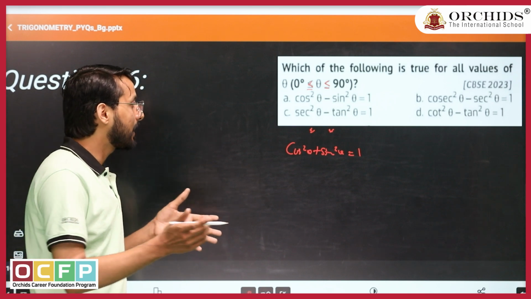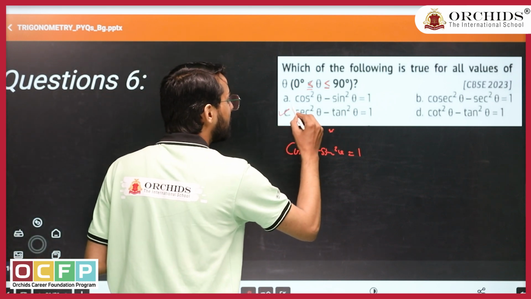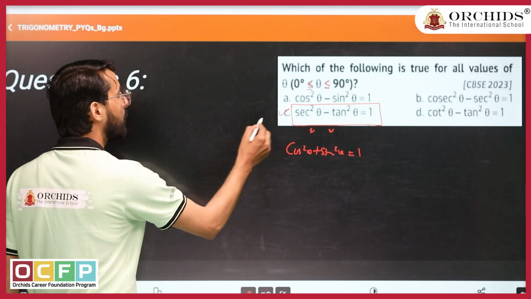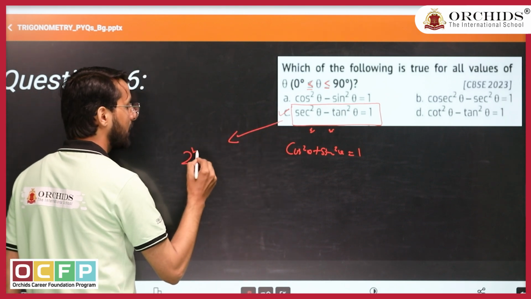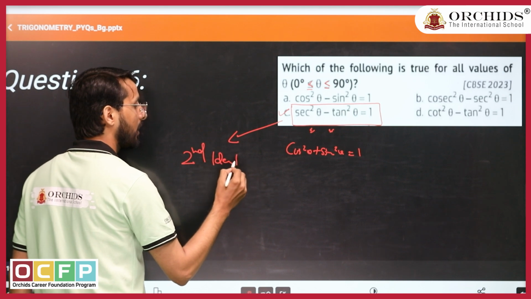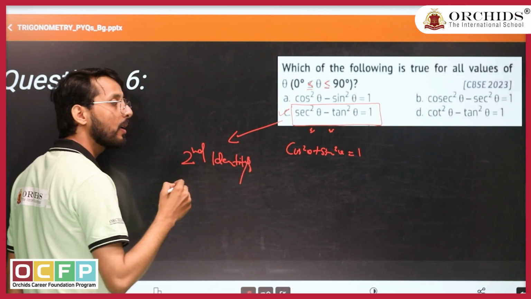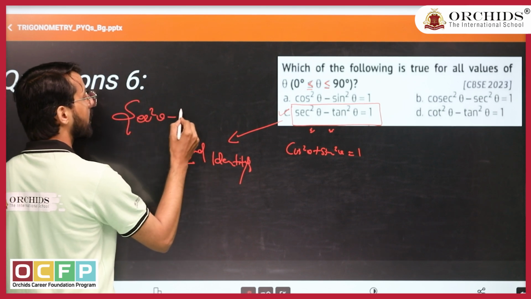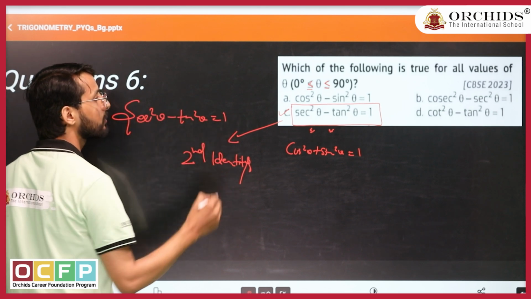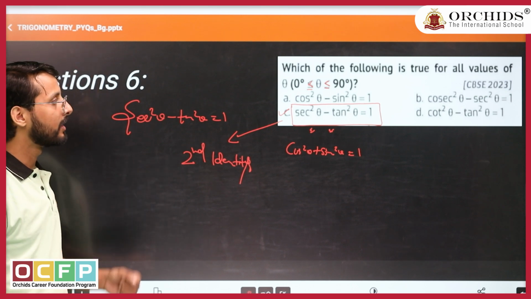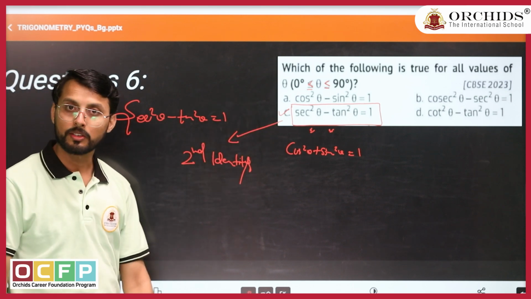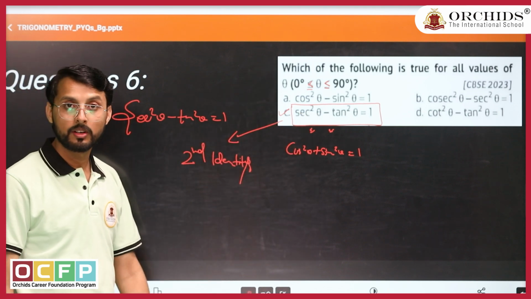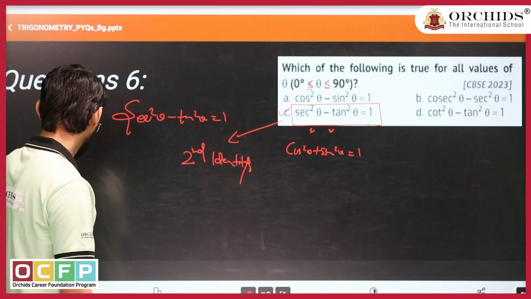Yes, option C. You can see secant square theta minus tan square theta equals 1, which is nothing but our second identity. So without solving also, if you remember the identity, you can directly write secant square theta minus tan square theta equals 1. Done. So within 10 seconds we have solved this question. This was also from CBSE 2023 1 marker questions. Now let's see the next question, guys.